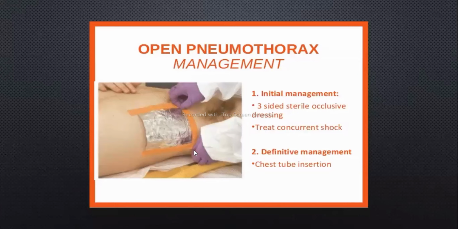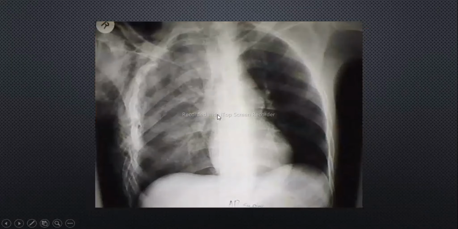Okay. So if you find open pneumothorax, it means a sucking wound. The patient has a penetrating wound, a sucking wound. Whether the patient has complications or not, you will do a 3-sided sterile occlusive dressing. What is the definitive management? Chest tube insertion, because after a while the patient may go into tension pneumothorax. What is the diagnosis?